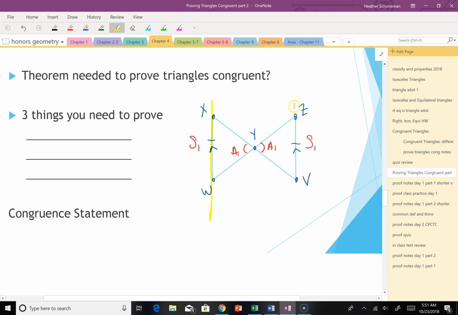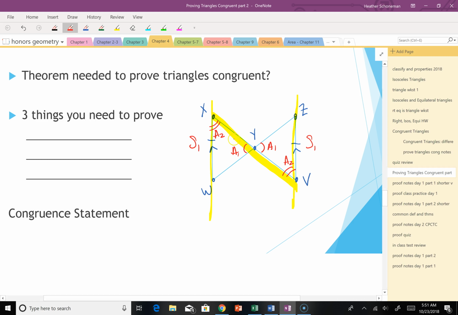So if these are my parallel lines, now this time I can use either one as a transversal, and you'll get 2 different answers, but they're both correct. So I just have to pick one. So I'm going to use this as my transversal. So when I draw on the angle, it's got to go from parallel line to transversal. So here's my second angle, and I know those are congruent because they are alternate interior angles. So now I've got 2 angles and a side.